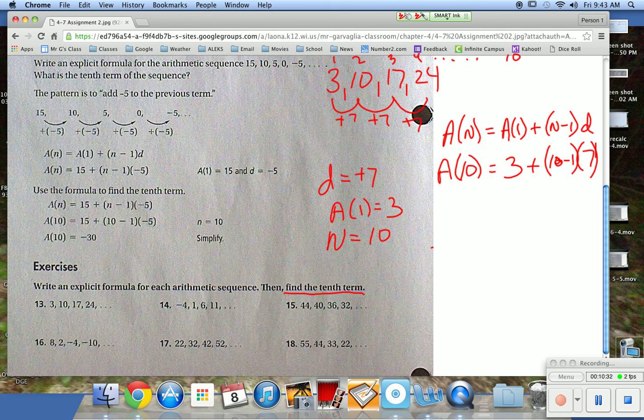Okay, so let's figure this out. A sub 10 equals 3 plus, what's 10 minus 1? 9. 9 times 7, which equals 3 plus, what's 9 times 7? 63. What's 3 plus 63? 66. So if I go all the way out here, my 10th term is going to be 66.